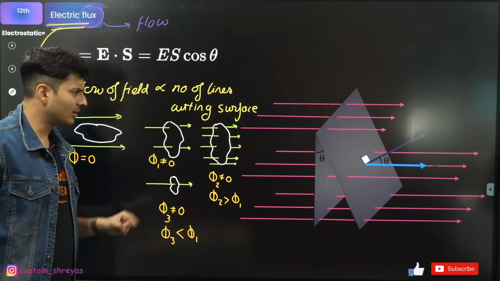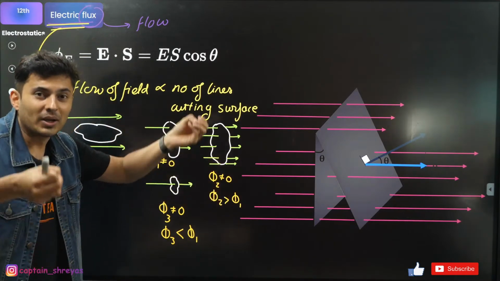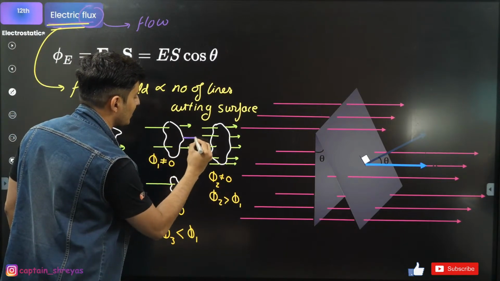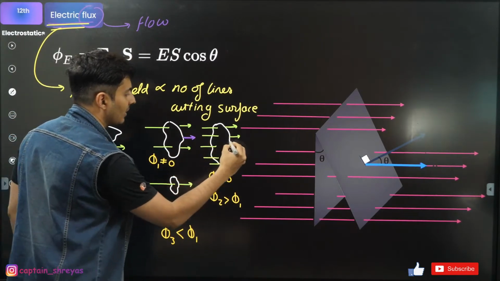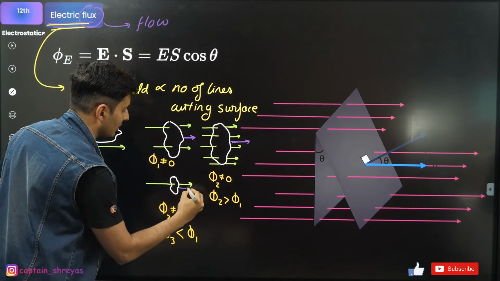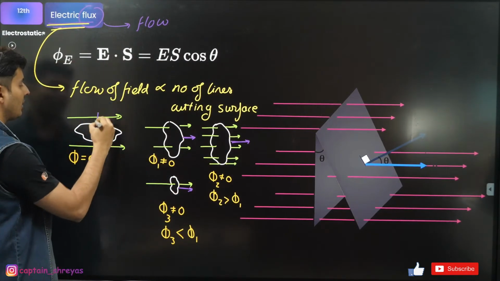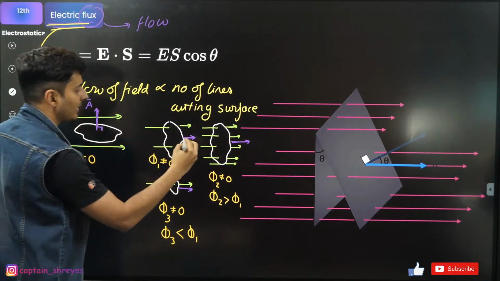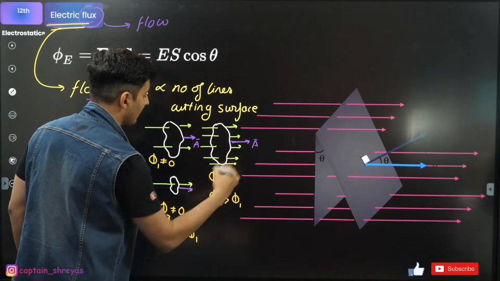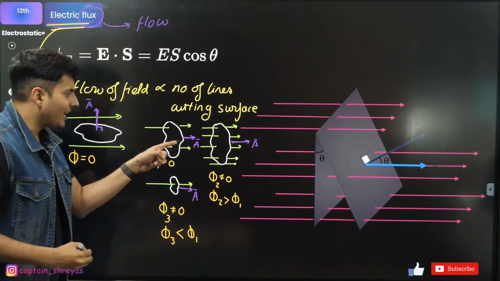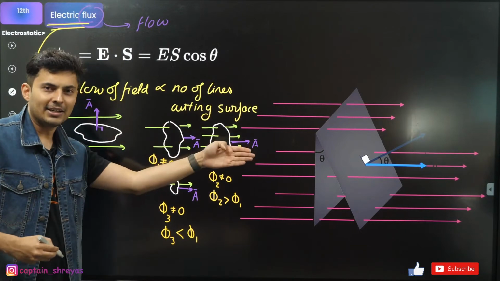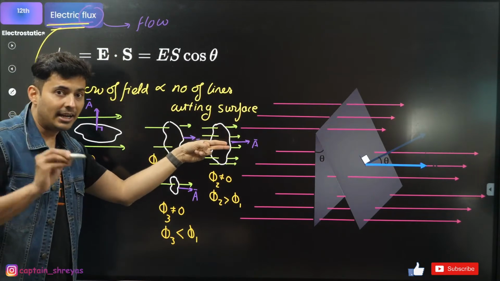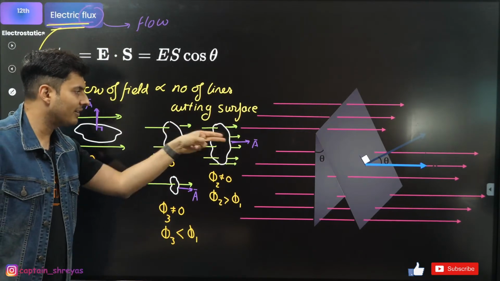Now if you notice over here, I can define a new quantity called the area vector. So my area vector is going to be like this. Here also it's going to be like this. Here also it's going to be like this. But here it's going to be like this. Area vector is perpendicular to the surface. This is my area vector in all the cases. Think about it. Here area vector is in the direction of the field. So the angle between field and area is 0.